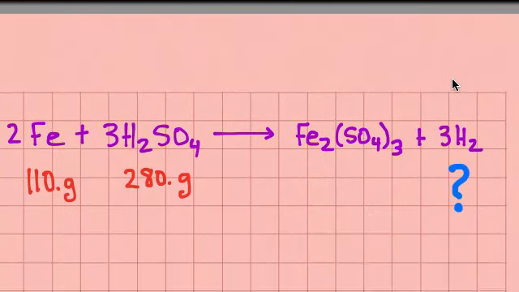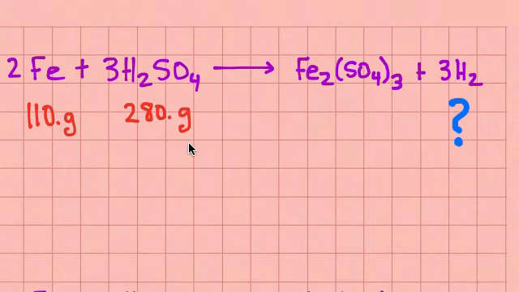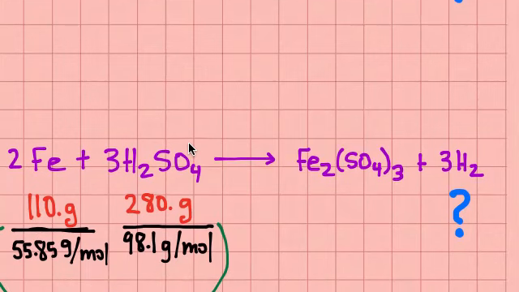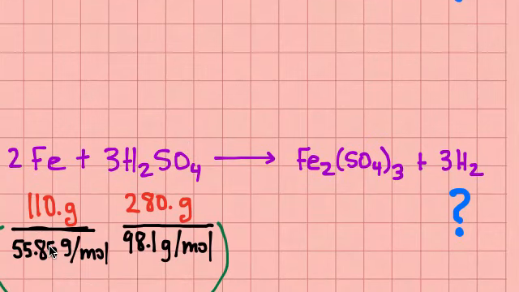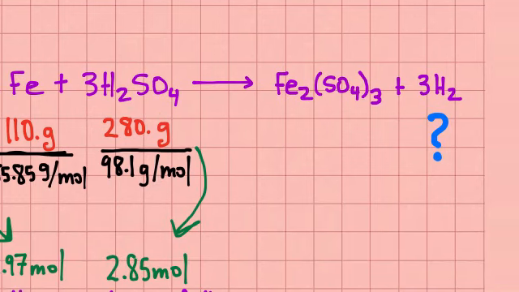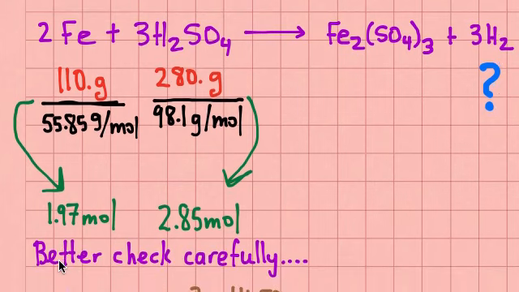One more, iron and sulfuric acid. 110 grams of iron, 280 grams of sulfuric acid. I have no idea how much hydrogen gas I'm going to get. So let's convert grams to moles. Iron weighs 55.85, sulfuric acid 98-ish. And it looks like I'm going to get 1.97 moles of iron and 2.85 moles of sulfuric acid. And indeed, I need 3 moles of this to every 2 moles of this. This number is bigger than this number, so better check carefully.